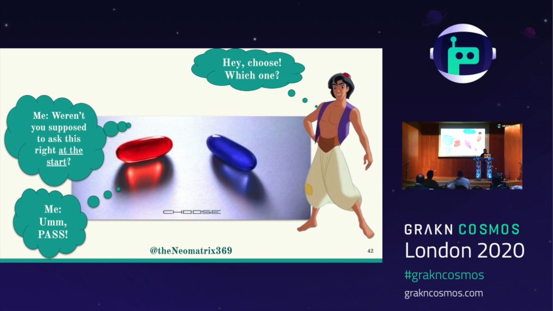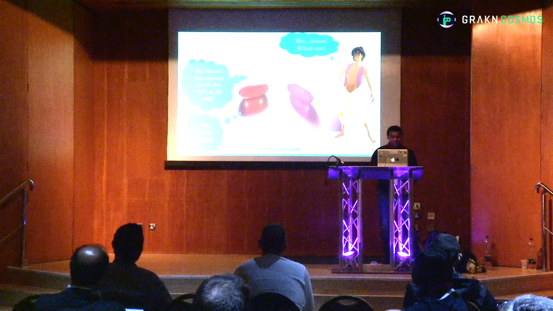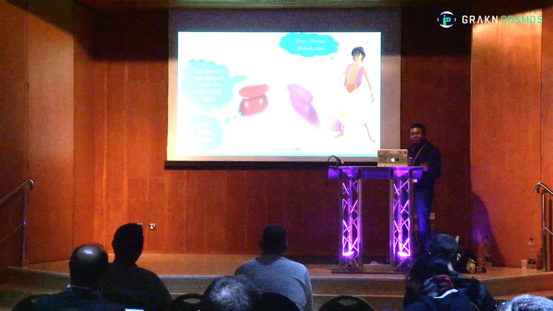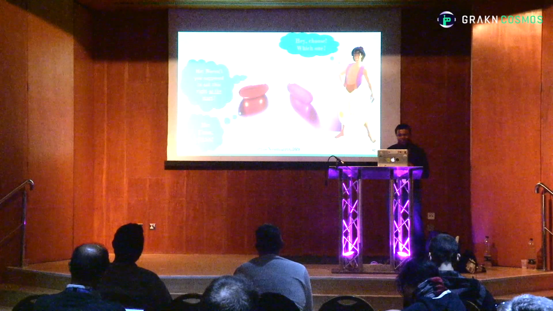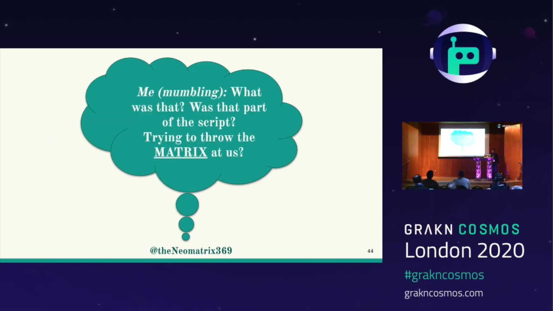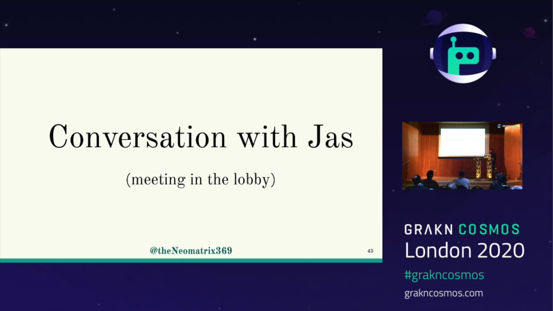He says, choose. If you're all familiar with the movie Matrix. So I had to do the smart thing and say pass, because I thought this was the wrong point in the script. He should have asked me right in the beginning when I entered the server room, not now. So I did that, and I was just leaving. And some of the things I had in my mind was, what was he trying to throw at us? That wasn't even part of the script we had when we were trying to converse about running Grakn servers and performance scripts and all that stuff.